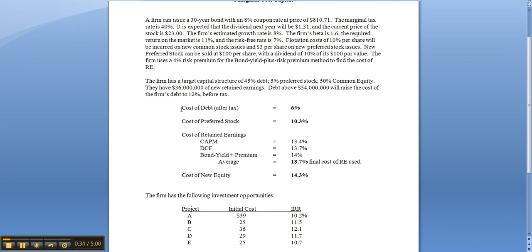Cost of debt is just you find the yield to maturity on the company's bond, and then multiply by 1 minus the tax rate to take out the tax savings to get the after-tax cost.